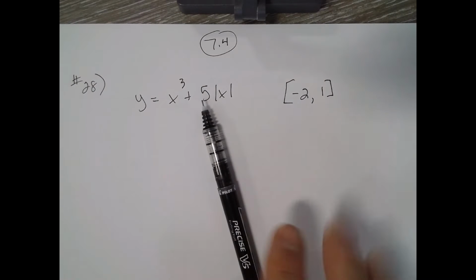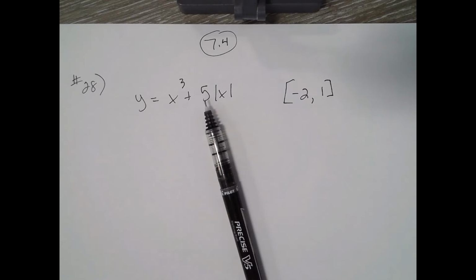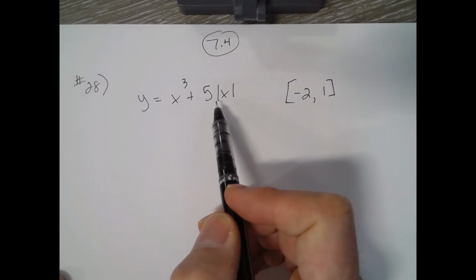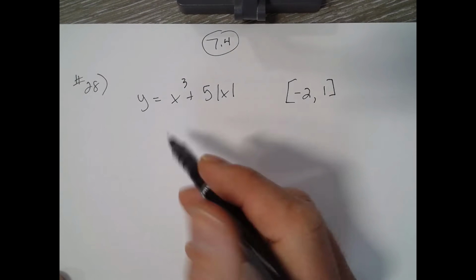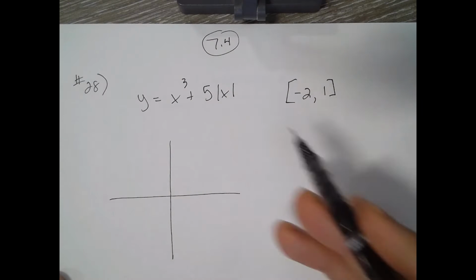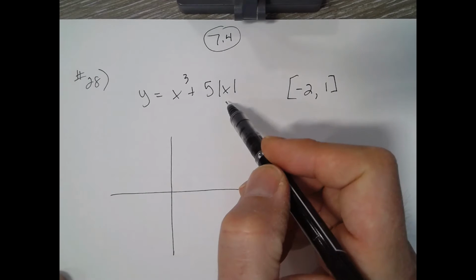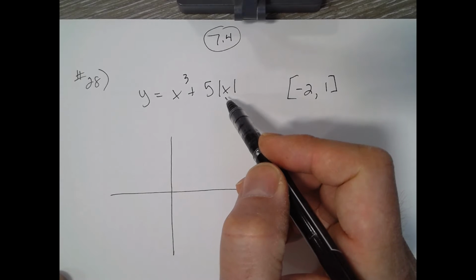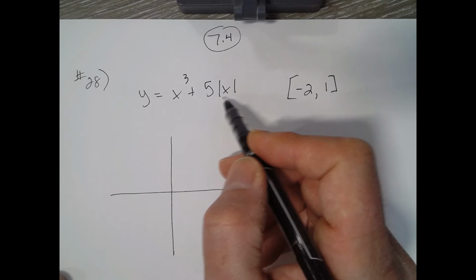7.4, number 28, pretty tough problem. You've got a cubic that has an absolute value in it, and it says find the length of the non-smooth curve. Alright, so if it was just x cubed plus 5x, it would just be a cubic and there wouldn't be any issue. But since there's an absolute value here, we have two options for this.